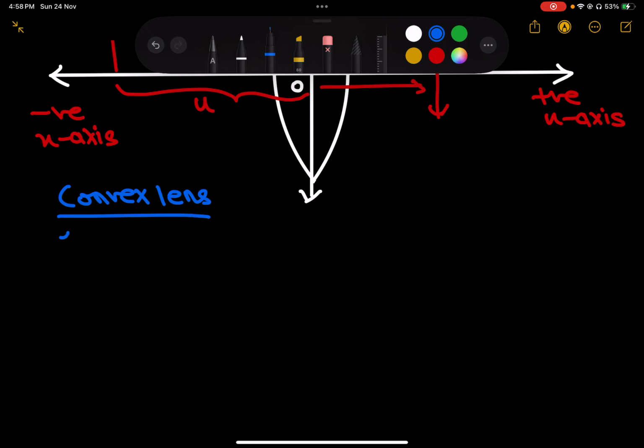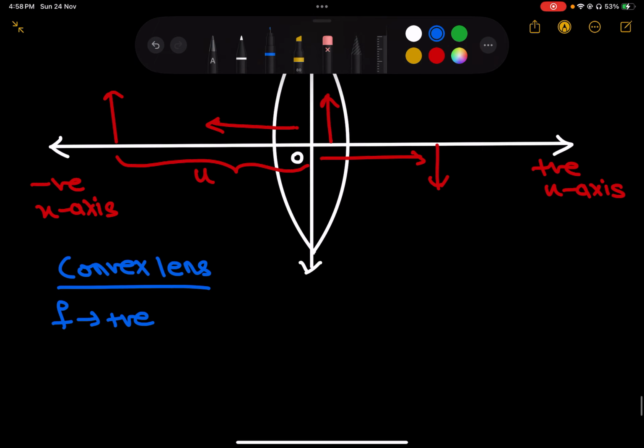For convex lens, f is positive. Now there is a bit of confusion for focal length of both convex and concave lens. For mirrors, it was very easy, but here the confusion is that there are two foci, on both the sides. So which focus should we consider to measure the focal length? If you consider this focus, F1, then it will be negative. If you consider F2, it will be positive. So then which one to consider?